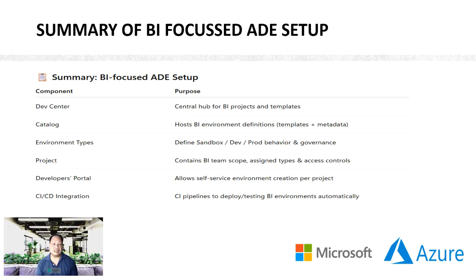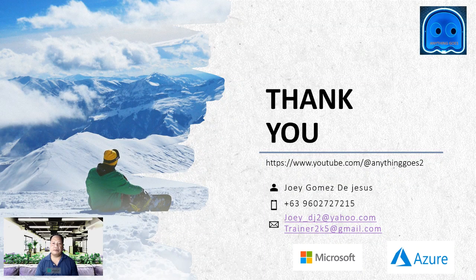So basically, these are the concepts: the dev center, your catalog, which shows your environments, your environment types, and then your project, and then the developer portal, which you log into and you start developing, and it's self-service for the developer. And that's all for now.